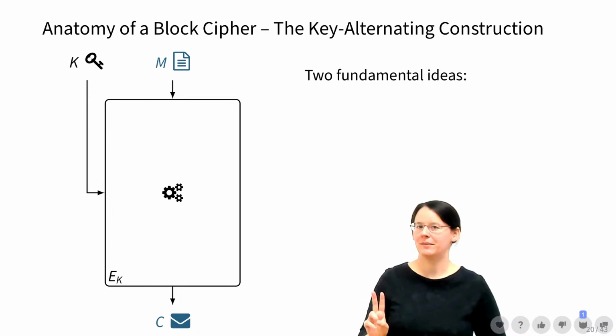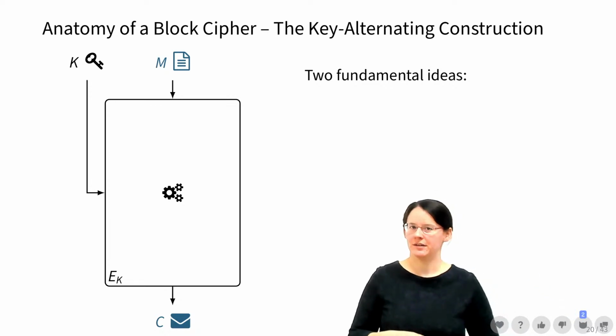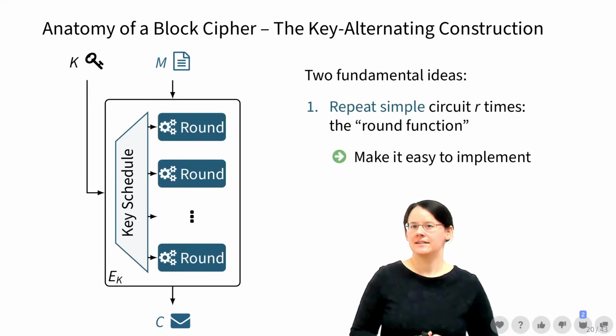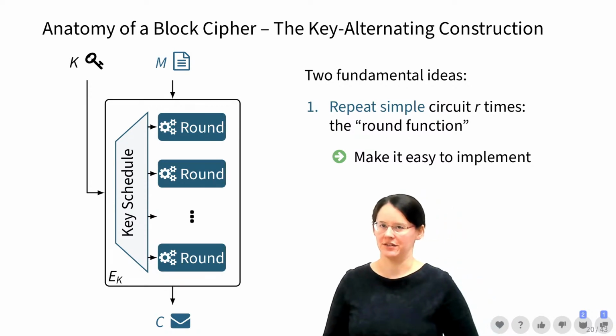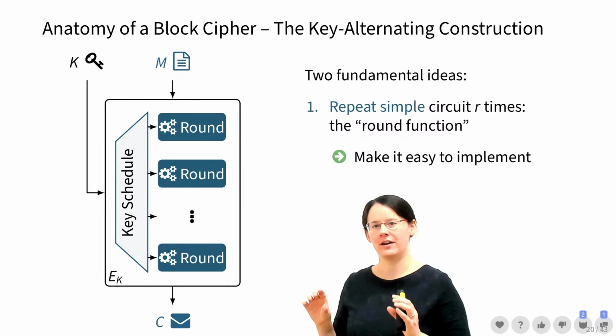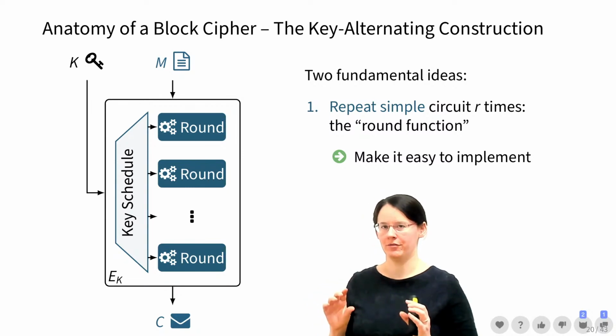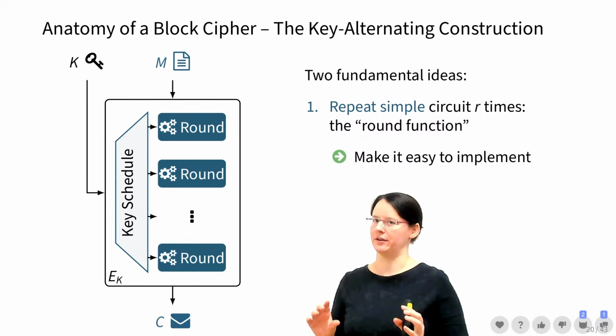And there are two fundamental ideas that make this possible. So the first fundamental idea is that we have so-called round functions. What is a round function? A round function is a very simple function that is not secure by itself, but we're just going to repeat it very often.